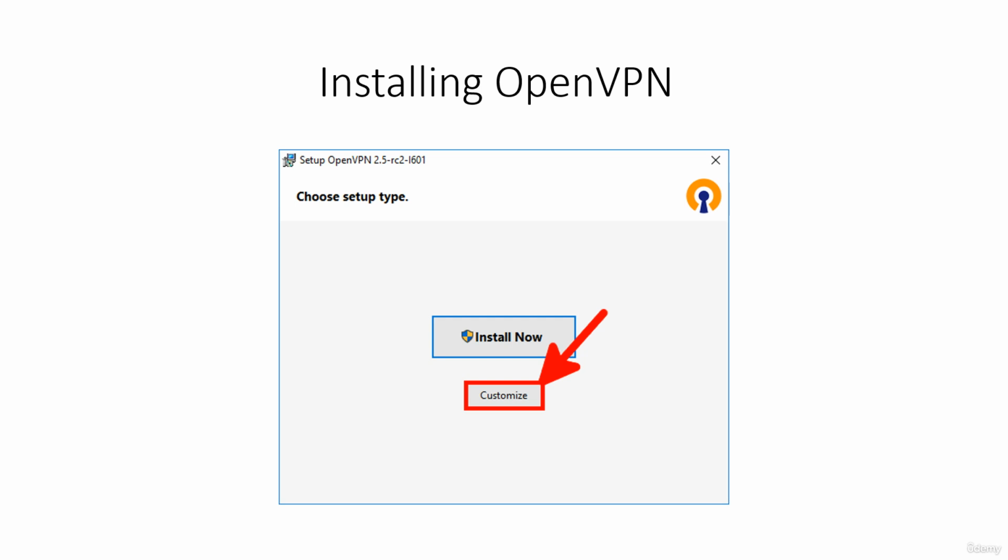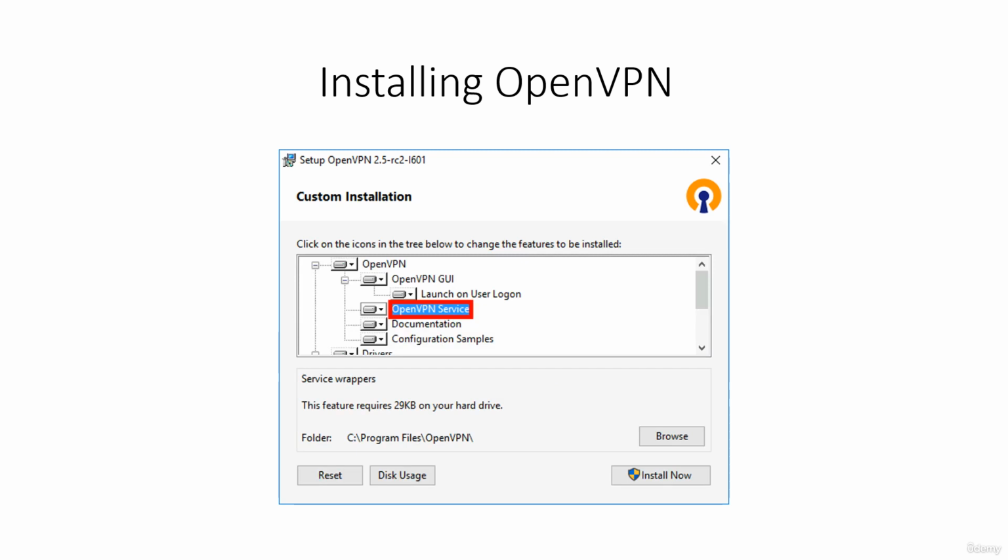because if you want to install OpenVPN as a server, we need to choose customize, otherwise you cannot use OpenVPN as a server. So just click customize, then click this OpenVPN service, because we need to enable the OpenVPN service in order to make it work at boot.